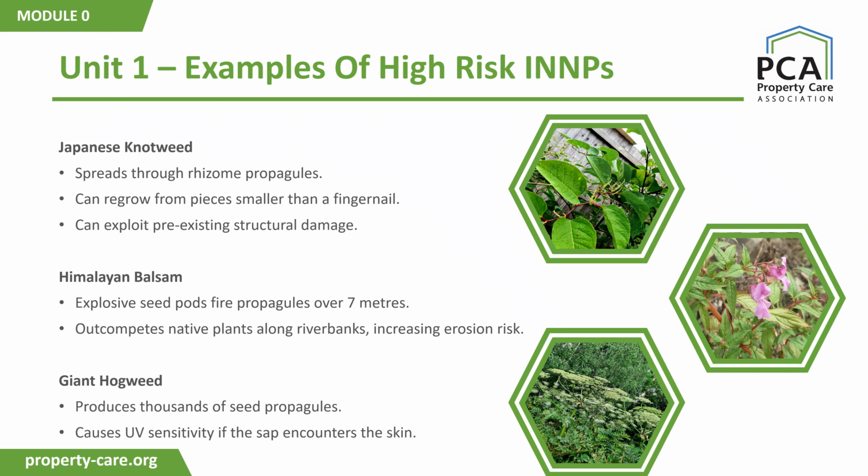We'll cover the identification of each of these species in much more detail, with Japanese knotweed in Unit 4, Himalayan balsam and giant hogweed in Unit 5. For now, remember that in each case, controlling the movement of the propagules is our number one priority.